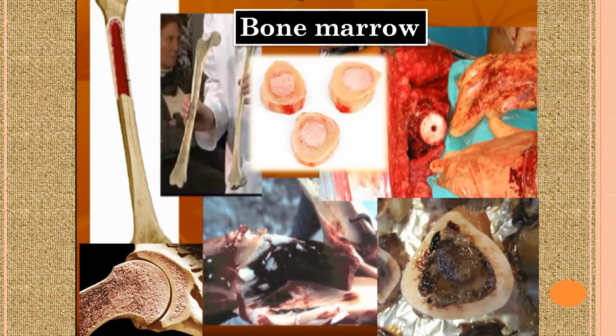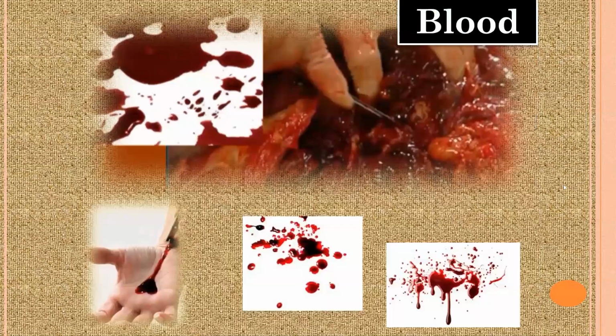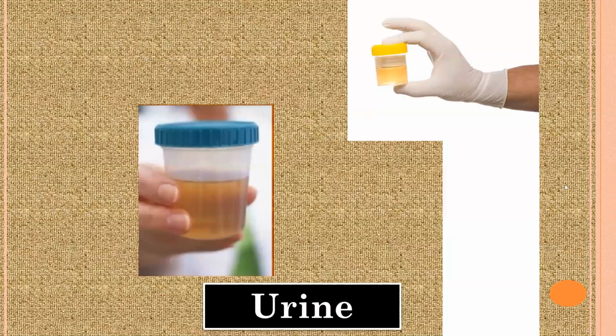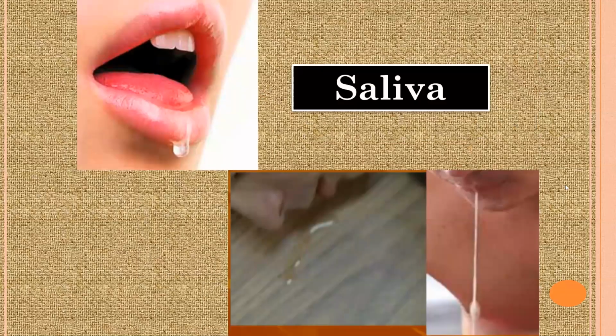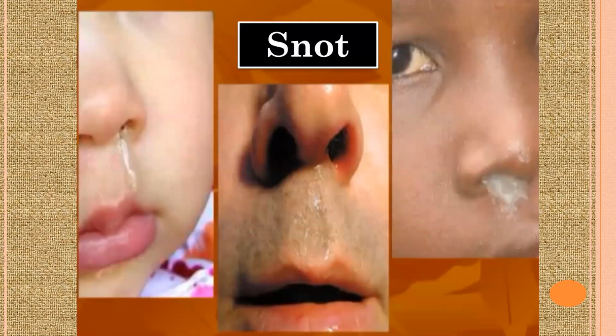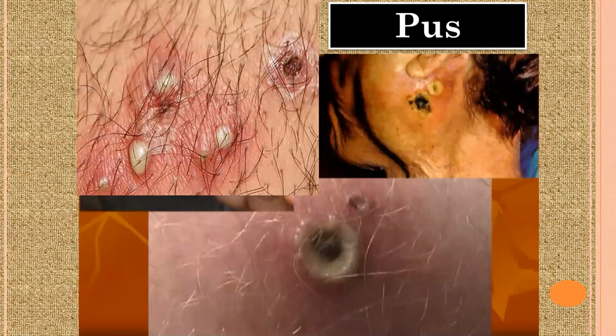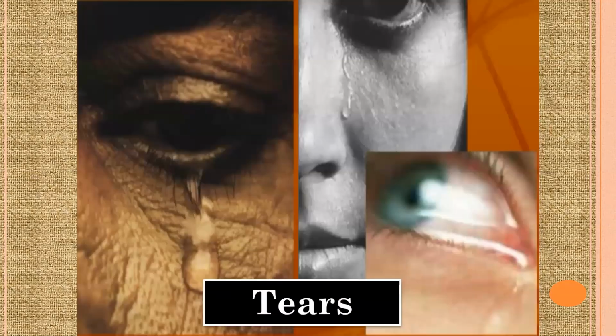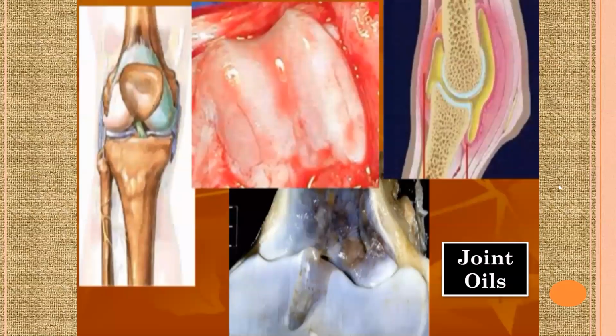These words are coming within the meditation, so it's better for you to get awareness first. Bone marrow like this, blood, urine, sweat, saliva, phlegm, snot, pus, fats of the body, right around the body, grease coming onto the skin, tears, bile, the green color liquid, the joint oils.